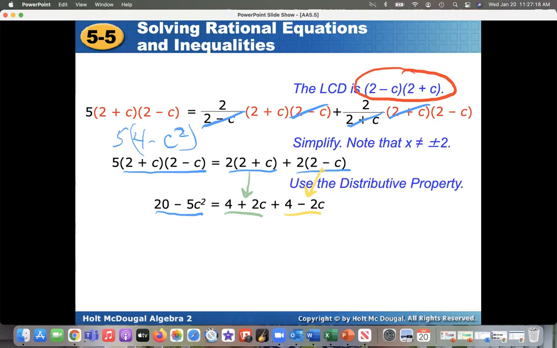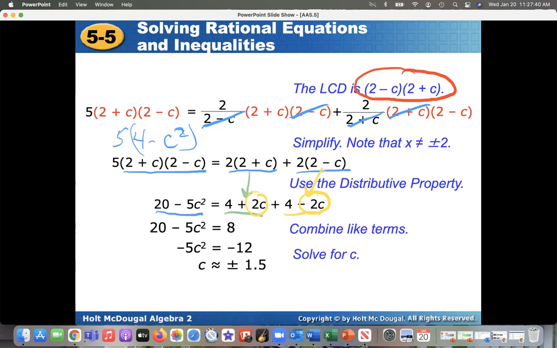Well, now we got to keep on our algebra path here. What happens with 2c and negative 2c? How many c do they become? What's 2c plus negative 2c? 0c, yeah. So we end up with that, which we should be able to solve. Okay, they ended up subtracting 20 from both sides. You got negative 5c squared equals negative 12. And basically that would mean c squared equals 12 over 5.